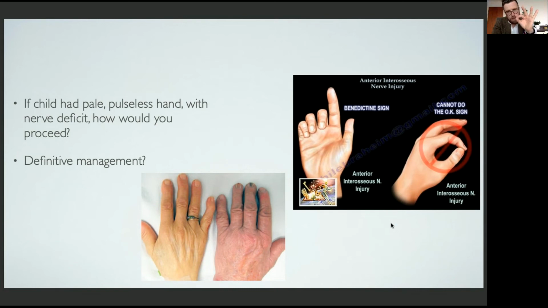Now the benediction sign is one of two things. You get this from either A, when you flex the fingers, you are unable to flex with your anterior interosseous nerve. You can't flex that because your AIN's off. Or B, what you've actually got is an ulnar claw, because you may notice that the ulnar claw, similar to that hand of benediction sign, is pretty similar.